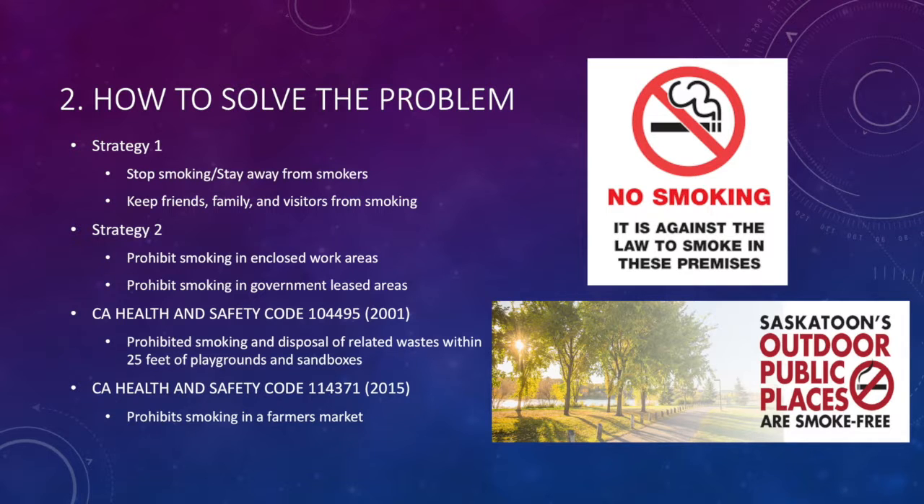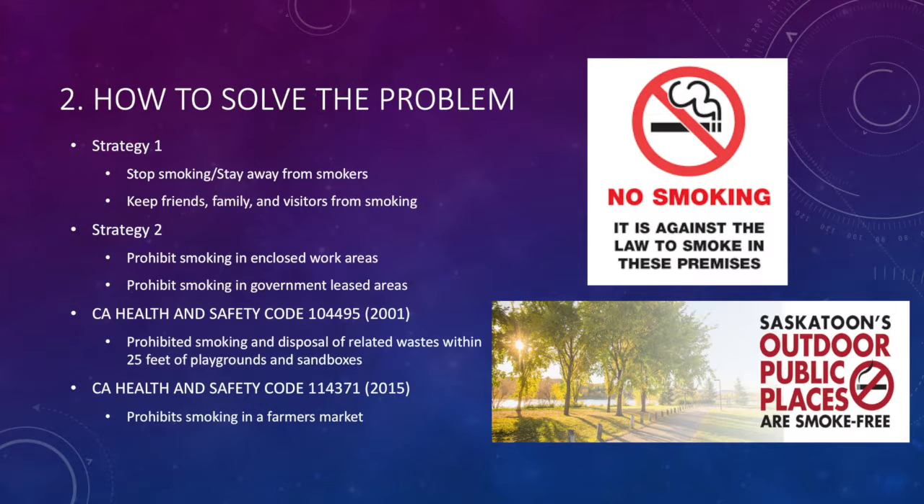The first strategy is very simple. Stop smoking and stay away from smokers. This is a very easy and simple strategy that you can use to prevent yourself from contracting secondhand smoke and keep your kids safe. Keeping friends, family, and visitors from smoking will also stop anyone from acquiring secondhand smoke.